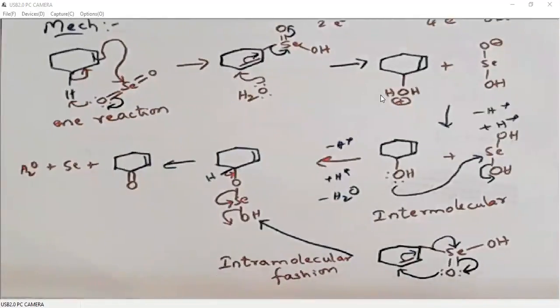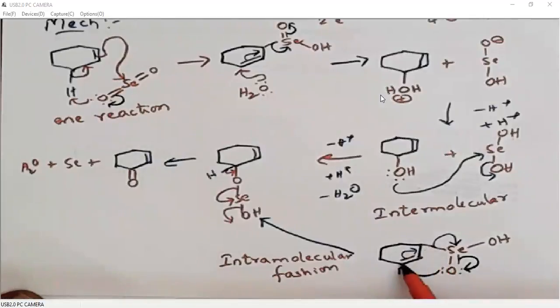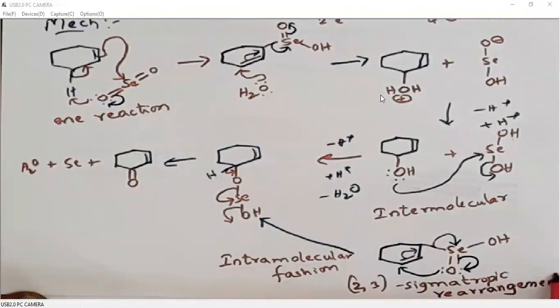This is a 2,3 sigmatropic rearrangement. These are 1, 2, 3, and 1, 2, 3. So this is a 2,3 sigmatropic rearrangement. I will explain this again in detail during pericyclic reactions. Okay. Next, we will see some examples on selenium dioxide reactions. So, yeah, please complete this.